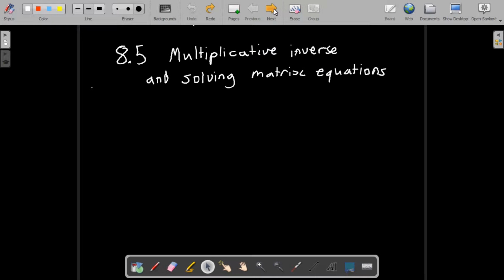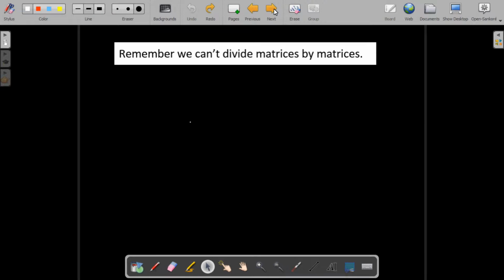So chapter 8.5. Just remember, we've had a look at the situation where we can't divide matrices by other matrices. So in this chapter, it's going to look at ways to get around the fact that we can't divide matrices by other matrices.